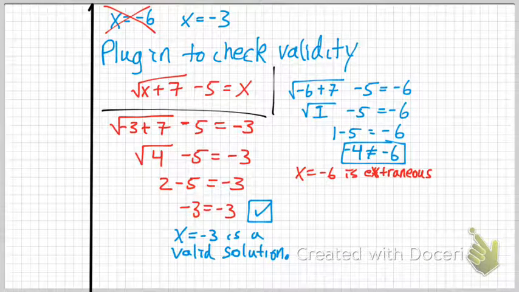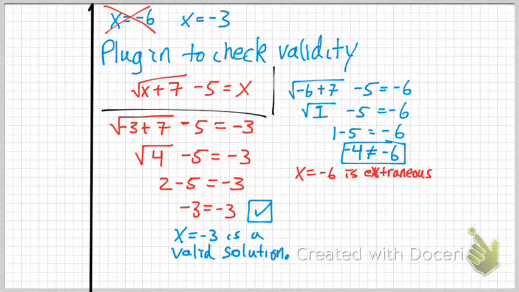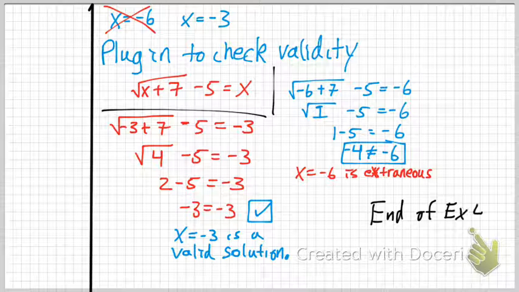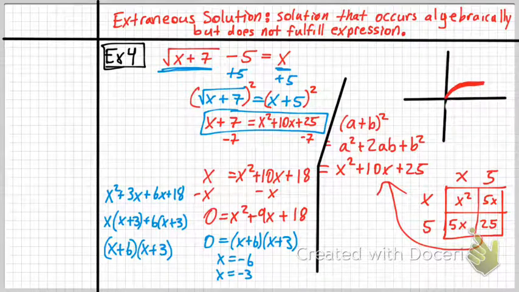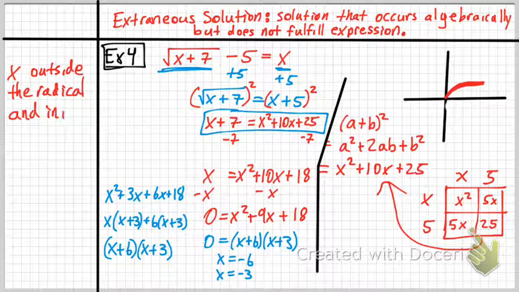And just by the way, this problem that we just finished, I'm sorry, it's example 4. So this is the end of example 4. And this also shows us what we need to do. So this extraneous solution, this is an x outside the radical and inside the radical.